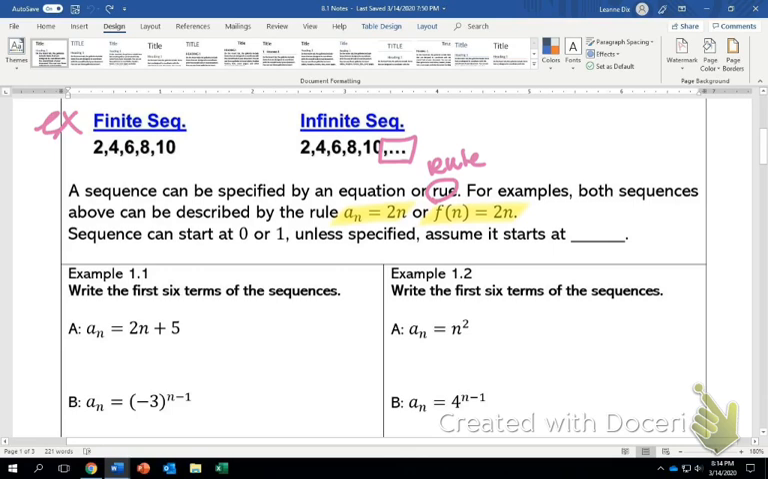A sequence can start at 0 or 1, okay? And typically, if it's not specified, then it's automatically going to start at 1, okay? And that's something you really, really should know, all right? If you don't know where it starts, just assume it's a 1. Starts at 1.